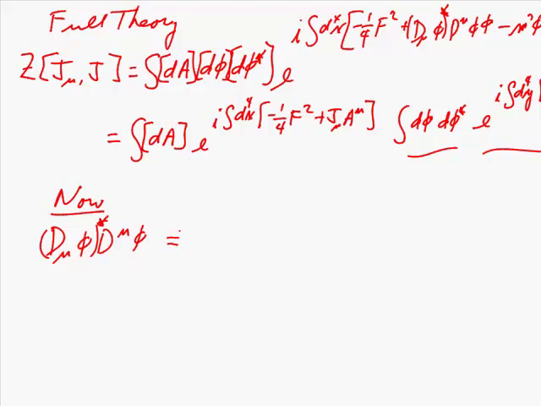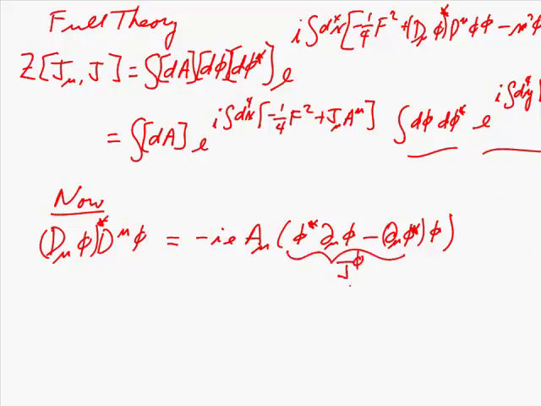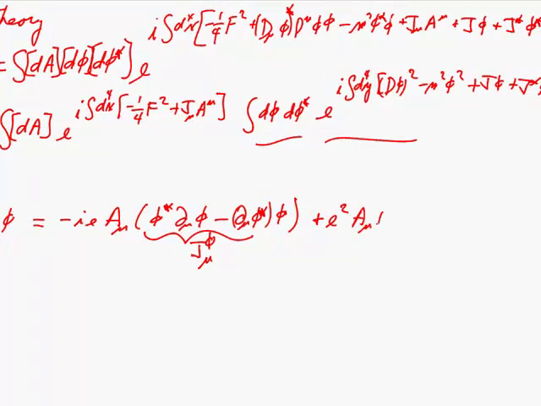Again, there's a piece linear in A and a piece quadratic in A. The piece linear in A is minus i e A mu, phi star d mu phi minus d mu phi star phi. That's the current, the electromagnetic current of the field phi. So I'll just call that J phi for the moment. Unfortunately, it does get a little algebraically complicated. And then there's an e squared A mu phi star phi, and then the d mu phi.